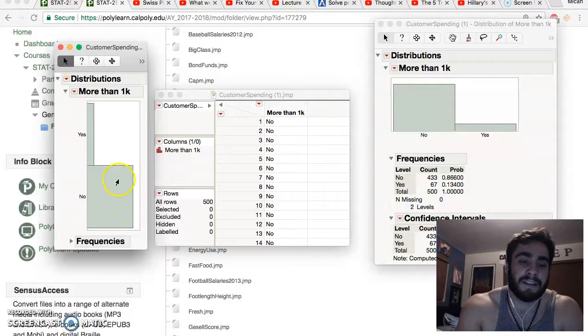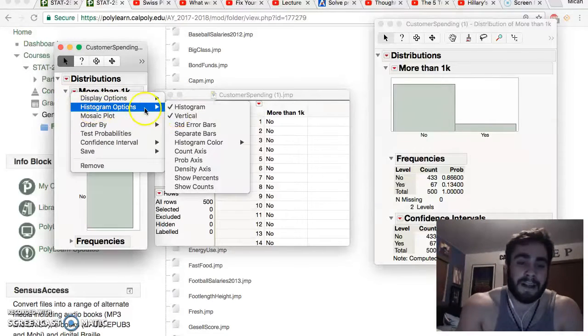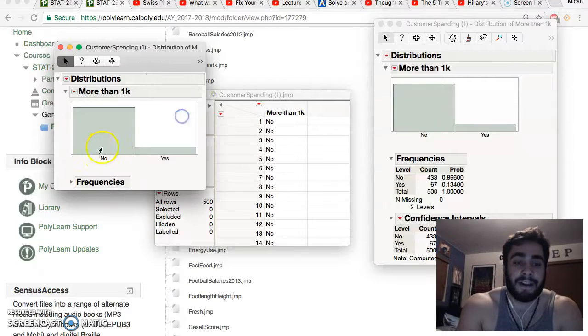Because I like this histogram, I don't like it vertical. I like to unclick the vertical and have it horizontal. It's a little easier to read, a little nicer.